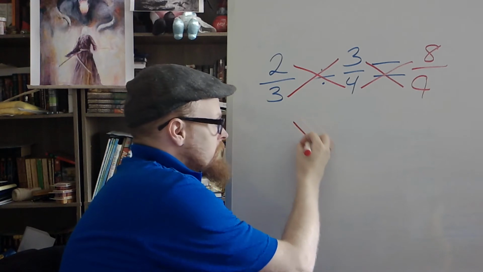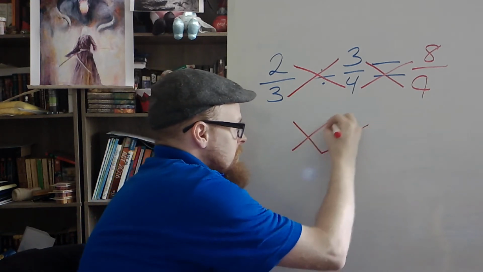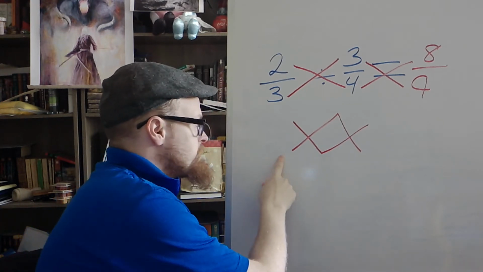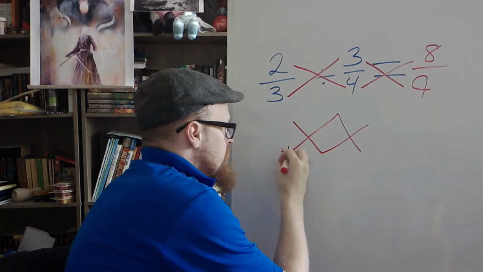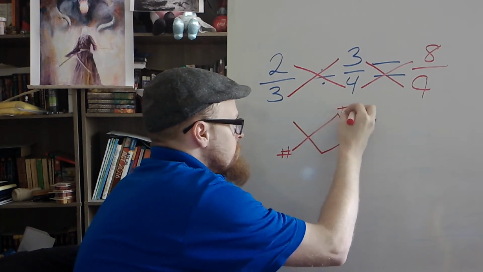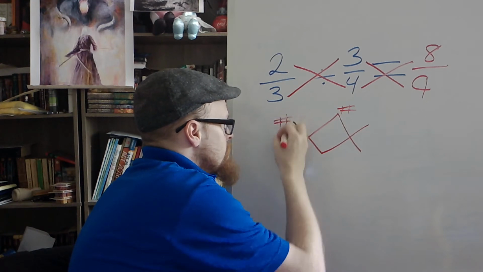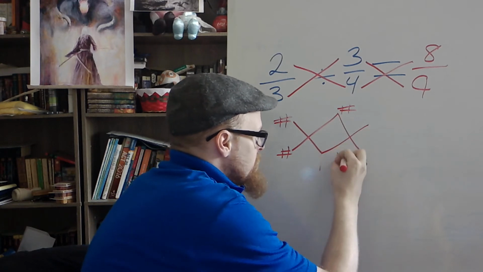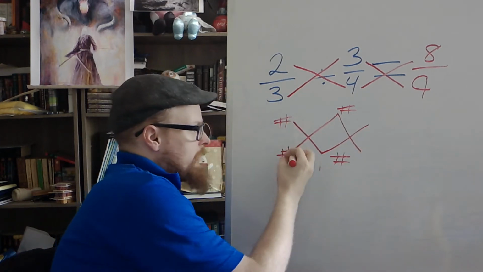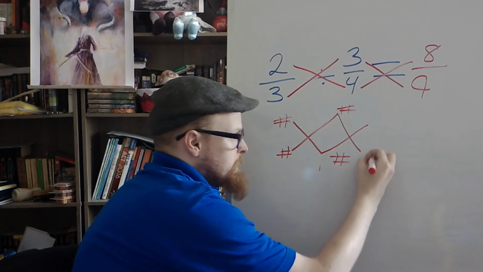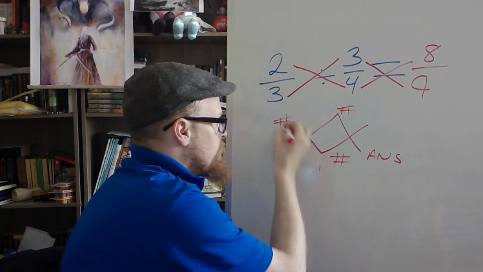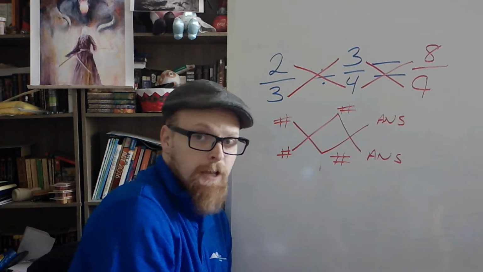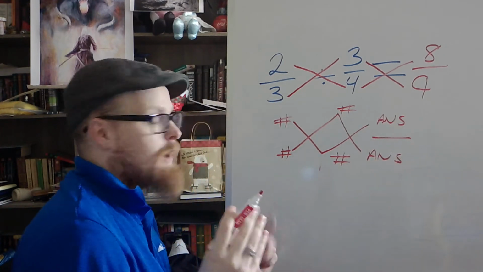It works out something like this. Where there's a number down here, there's a number down here, there's a number up here, there's a number up here, and there's a number down here. Line these up here. You multiply across. You put your answer down here. You multiply across. You put your answer up here. That's the idea behind cross multiplication.